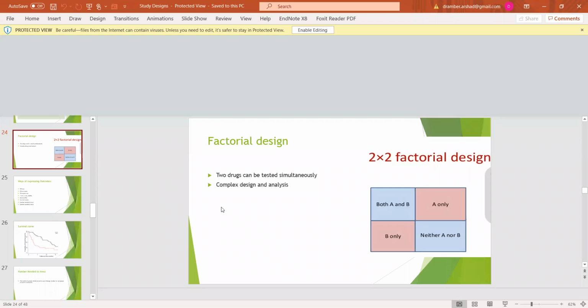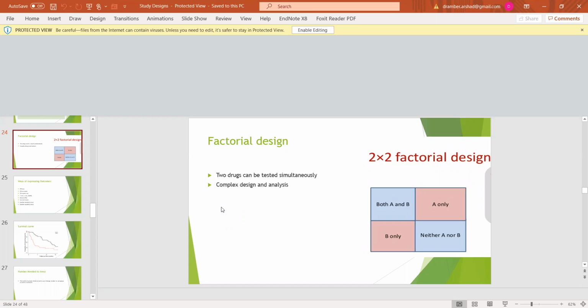Next is the factorial design. It is used when we want to test two drugs or two interventions simultaneously. It is a complex design, and it has complex analysis as shown in the figure.